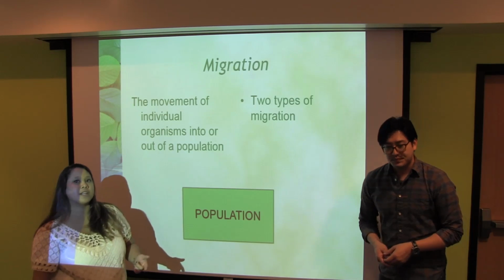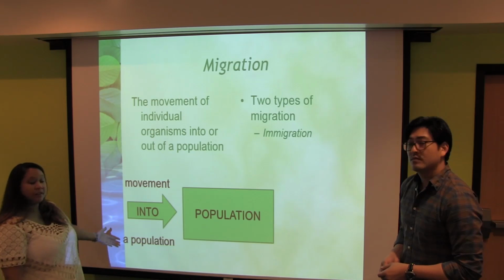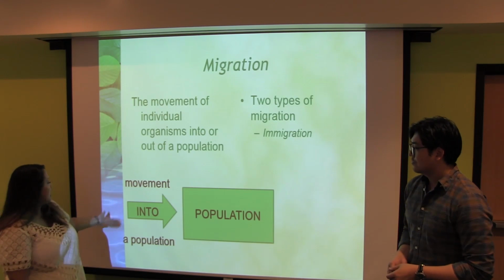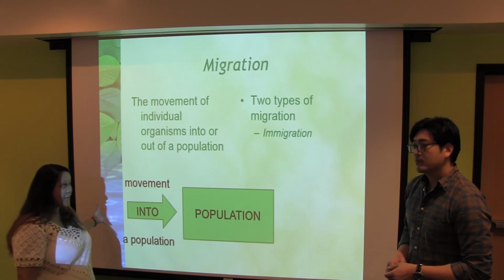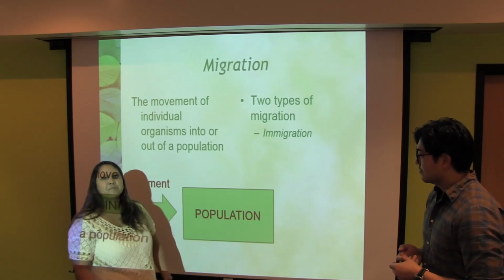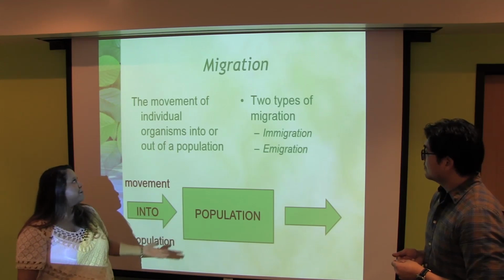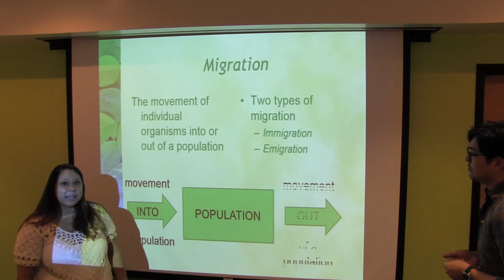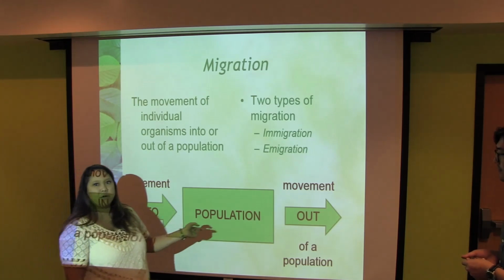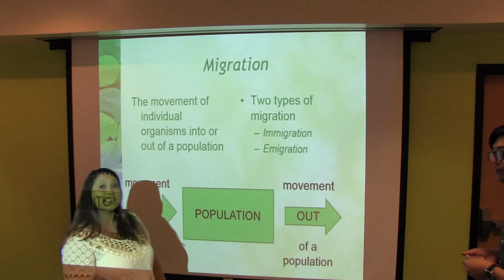The first one is immigration, which is the movement of individuals into a population. So these guys are actually going to move into and increase the population size. The other type of migration is emigration, and emigration is the movement out of a population. So as more individuals move out of a population, the population size is going to decrease.